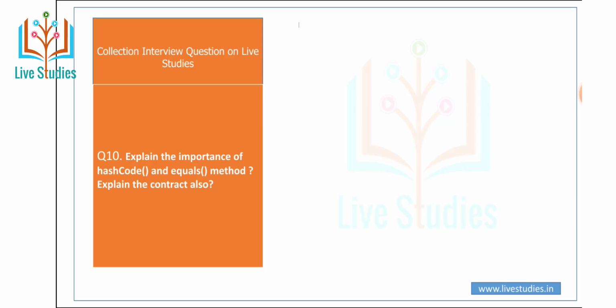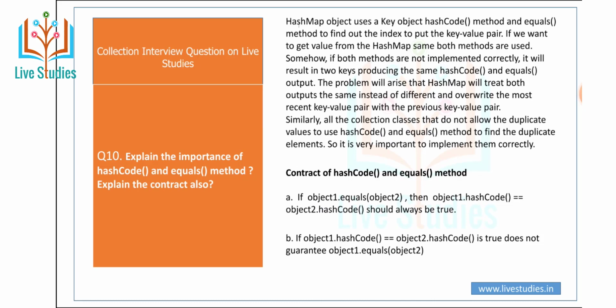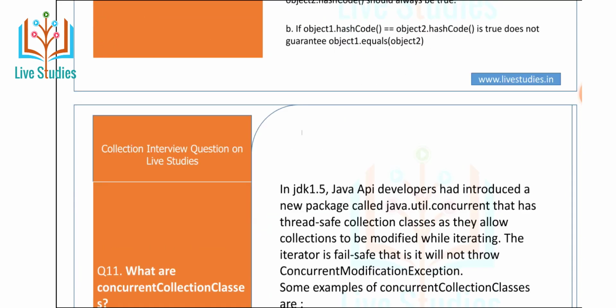The contract of the hashCode and equals methods is: first, if object1.equals(object2), then object1.hashCode() equal to object2.hashCode() should always be true. Second, if object1.hashCode() equal to object2.hashCode() is true, it does not guarantee object1.equals(object2). Okay. Move to the next question.